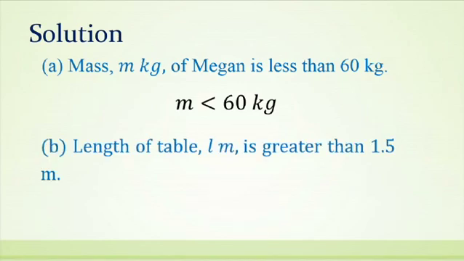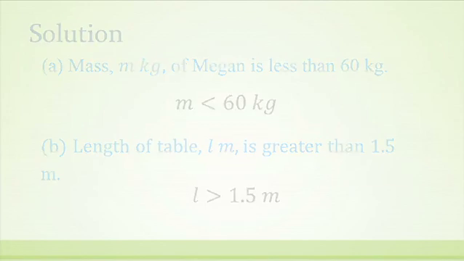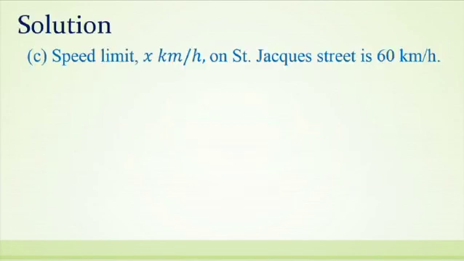Part B. Length of table L meters is greater than 1.5 meters. So you will have L greater than 1.5 meters. Part C. The speed limit x km per hour on Saint-Jacques Street is 60 km per hour. So what does it mean? It means that you can drive at a maximum speed of 60 kilometers per hour. So x is going to be less than or equal to 60 kilometers per hour.